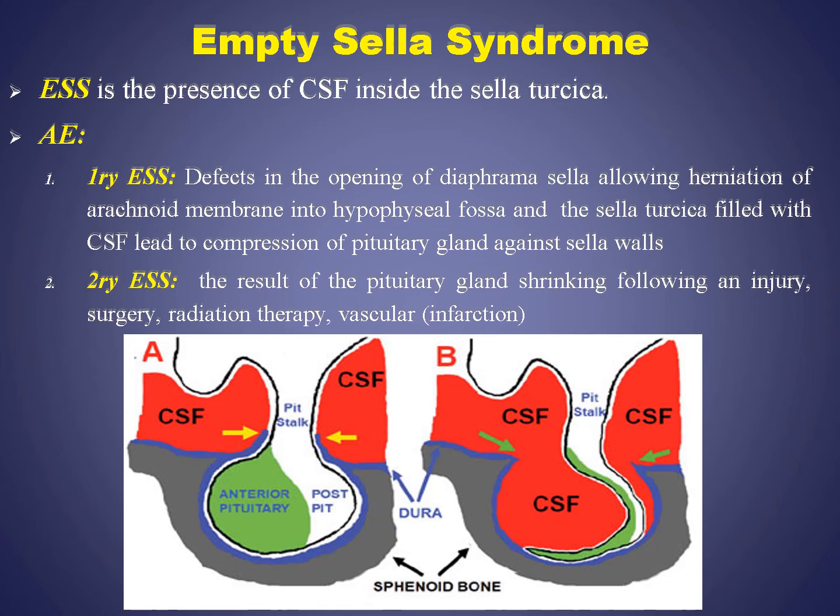Or it could be secondary. What I mean by secondary is that we have an intact diaphragma sellae, but a defect in the pituitary gland itself. It is atrophied or shrunken, which allows an empty space in the pituitary fossa and encourages CSF to fill this empty space, causing more and more atrophy of the gland against the wall of the pituitary fossa and defect of its function. The atrophied pituitary gland could result from injury of its blood supply, surgical injury of the pituitary gland, radiotherapy, or a vascular defect such as infarction of the blood vessel supplying the pituitary gland.